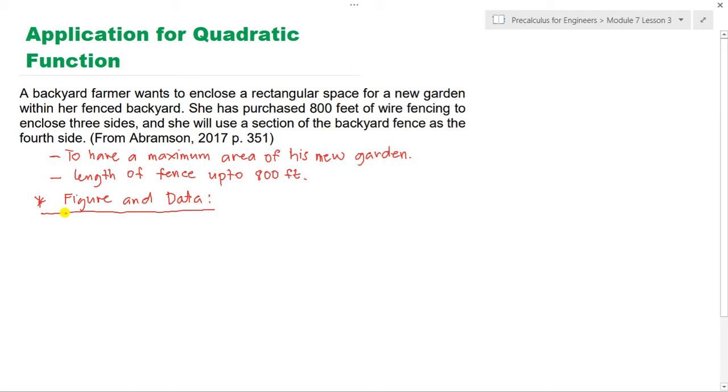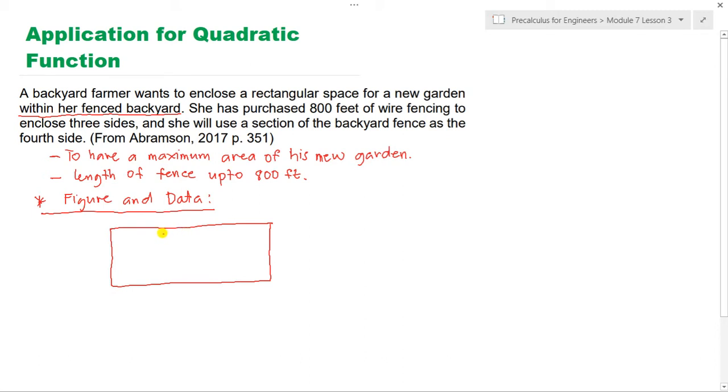The backyard farmer has already a rectangular space, of course, on the back side of his house. So let's say this is the existing rectangular space, and this rectangular space already has a fence, because it is stated here within her fenced backyard, meaning it already has a fence. So this is already a corral. And then she has purchased 800 feet of wire fencing to enclose the 3 sides, and she will use a section of the backyard fence as the 4th side.